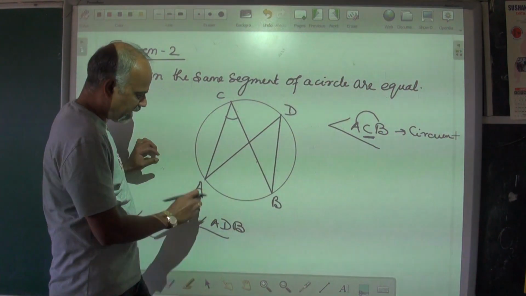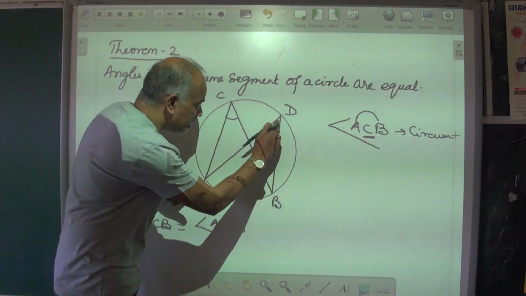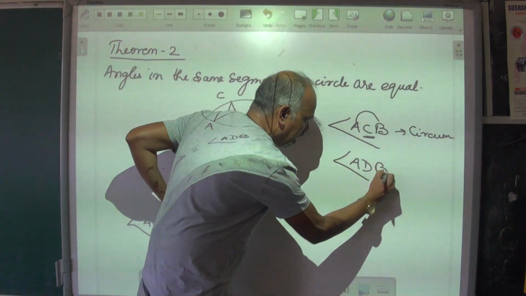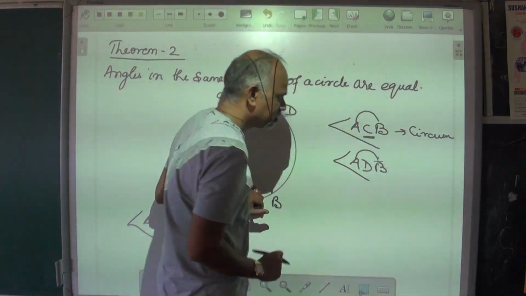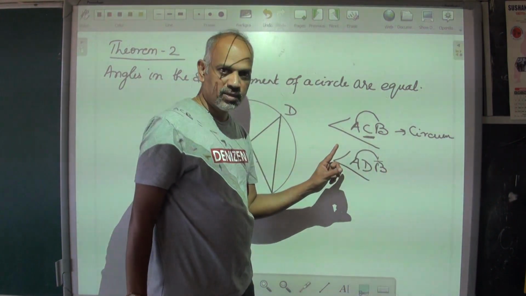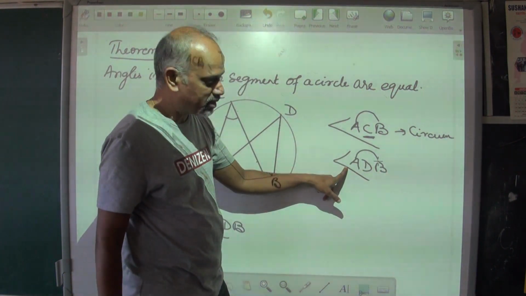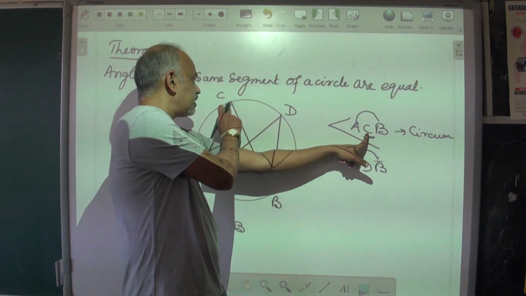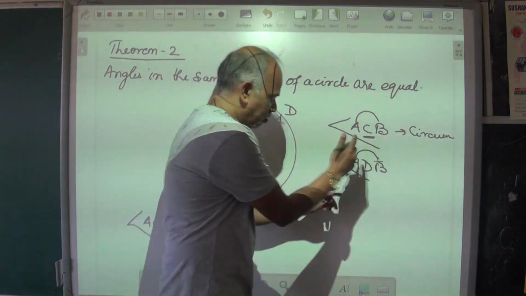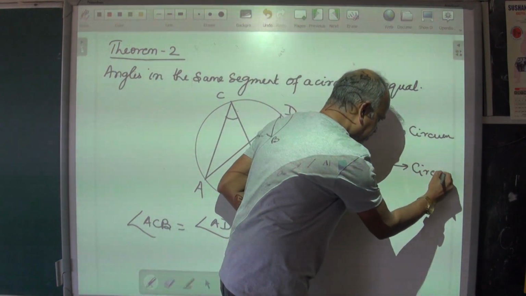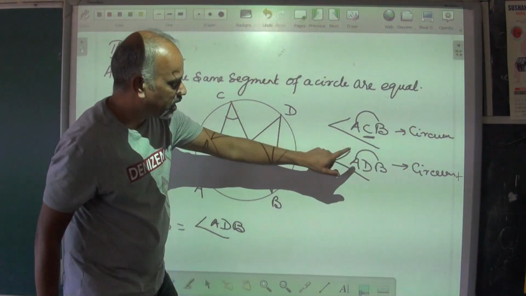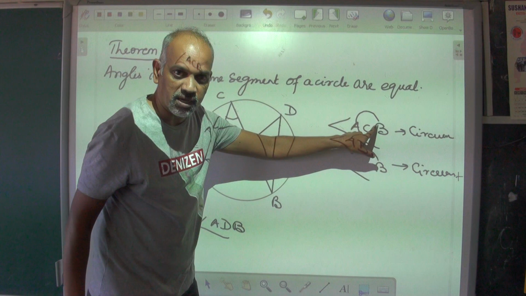The other angle made by AB is ADB. The arc which makes it is AB. Look at both. Both of them are made by the same arc. AB, AB. First one is made at C. C is on the circumference. Let's see where D is. D is also on the circumference. Both are made by the same arc and both the angles are made on the circumference.